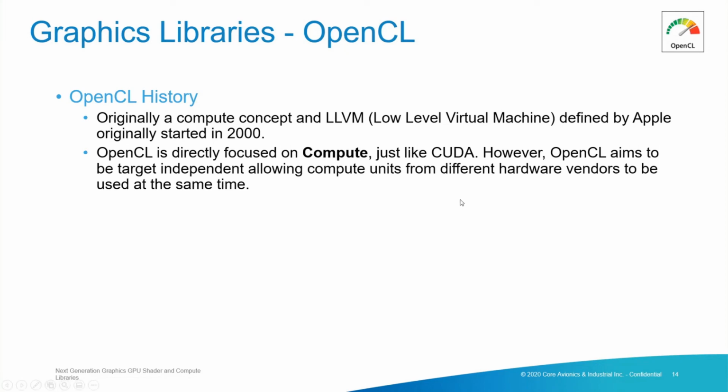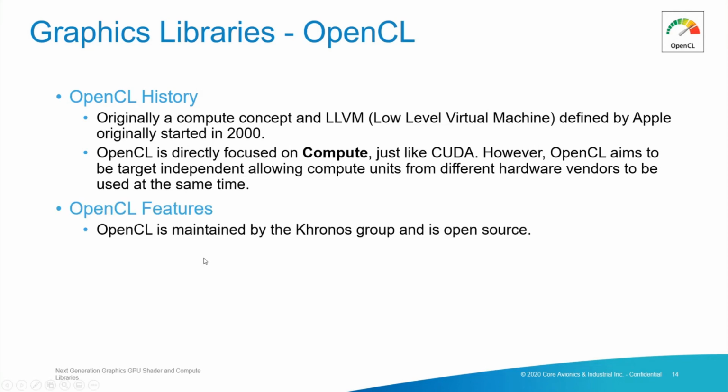However, OpenCL is open source, and it also runs on different hardware. So it will run on NVIDIA hardware, it'll run on AMD hardware, Imagination hardware, and so on, as long as they support that interface. So the OpenCL features, we can see it's open source from Khronos Group. That means anyone can write their own OpenCL implementation, but it has to be conformed or confirmed by Khronos.